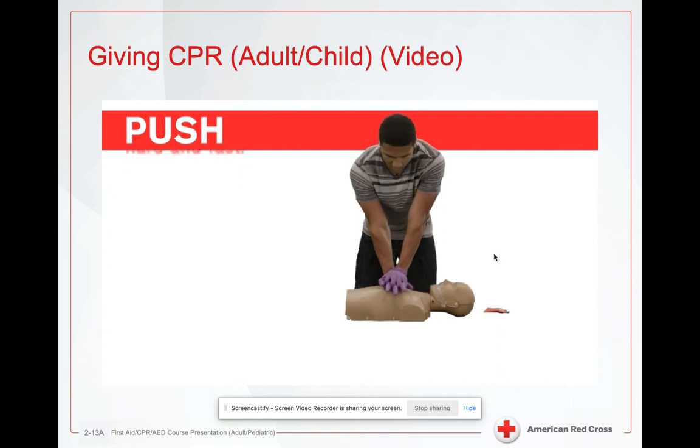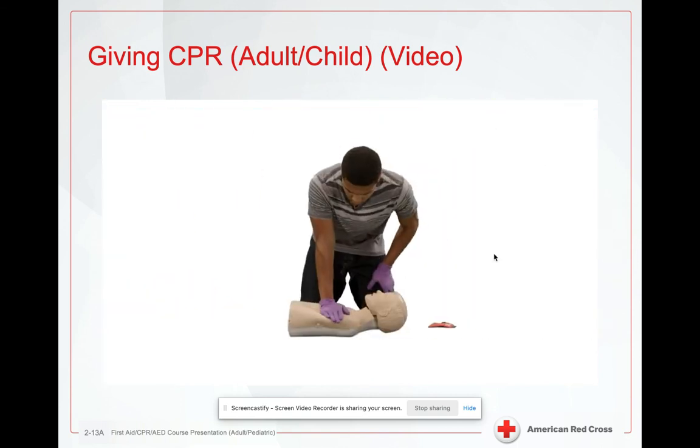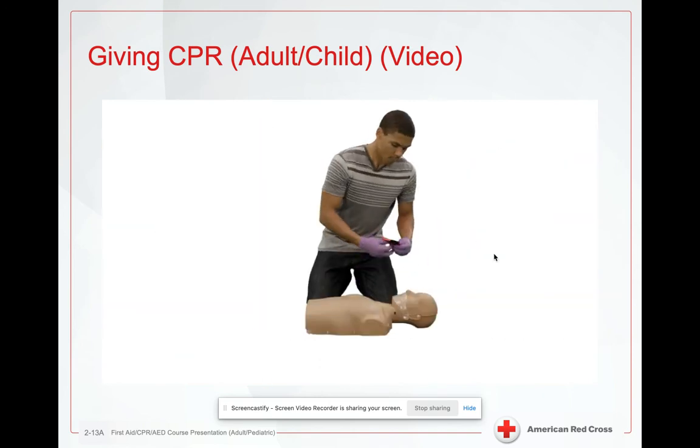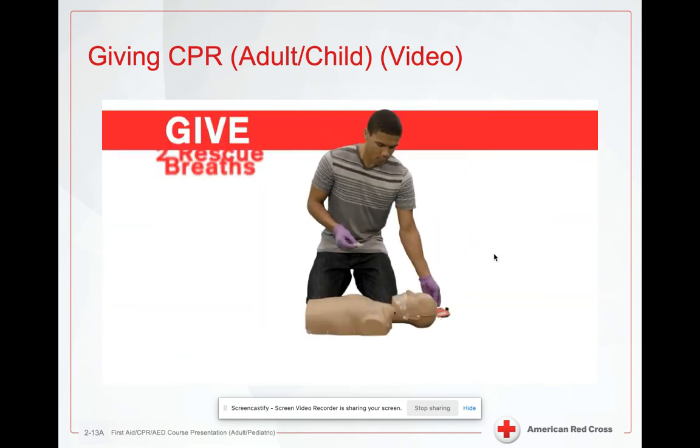For a child, push down about 2 inches. And for a smaller child, you may only need to perform chest compressions with one hand. Next, give 2 rescue breaths.